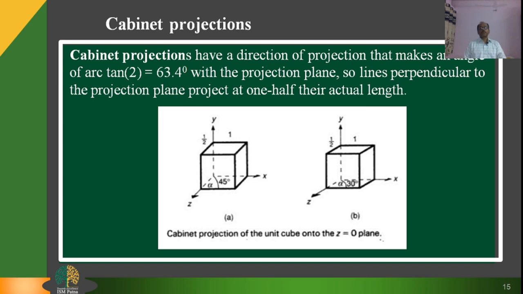Cabinet projection. Cabinet projections have a direction of projection that makes an angle of arctan 2, which is equal to 63.4 degrees, with the projection plane. So, lines perpendicular to the projection plane project at 1/2 their actual length. Cabinet projections are a bit more realistic than cavalier ones, since the foreshortening by 1/2 is more in keeping with our other visual experiences, as in figure B.